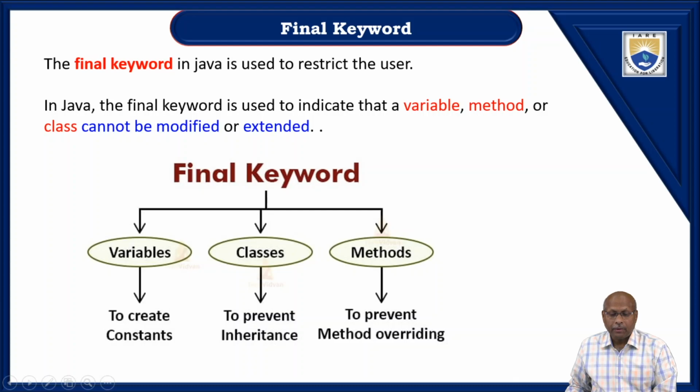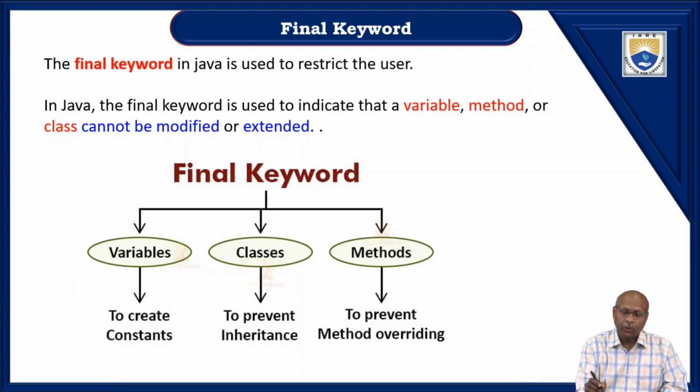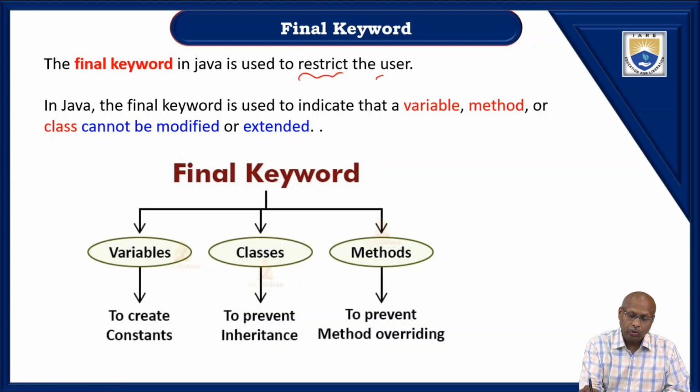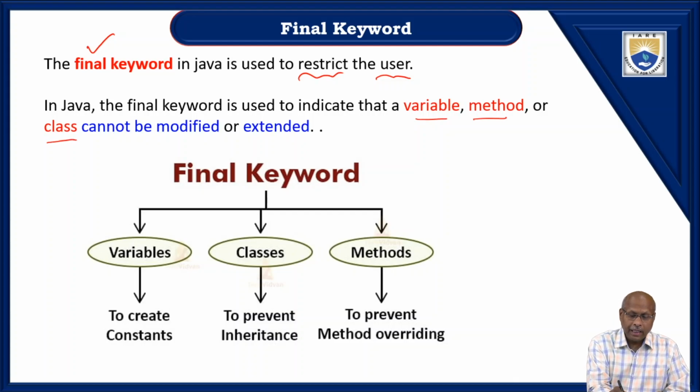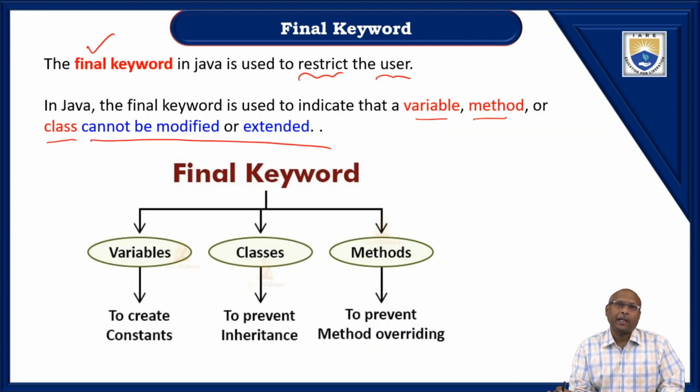The final keyword in Java is used to restrict the user. This is the main point. Whenever you want to restrict something, you have to use final. The name indicates it: it is final. That means you cannot change, you cannot modify, you cannot extend. So in Java, the final keyword is used to indicate that a variable, method, or class cannot be modified or cannot be extended. Once it is defined as final, you cannot change it.